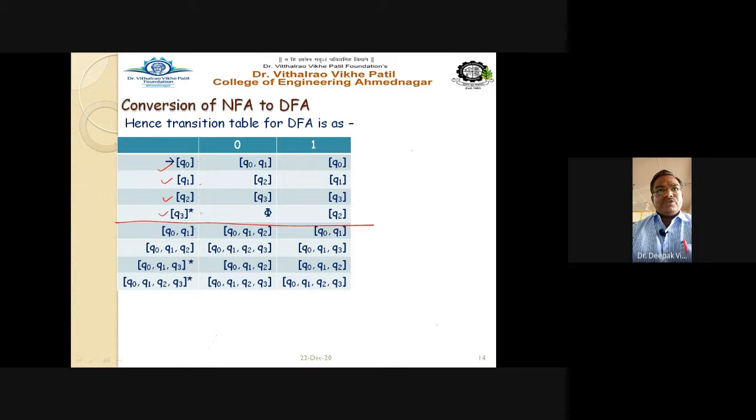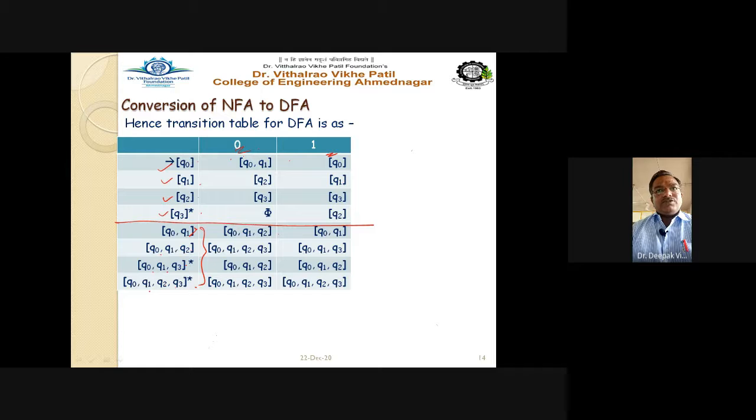We have found here Q0, Q1 on 0; Q0, Q1 on 1; Q0, Q1, Q2 on 0 and 1 input; Q0, Q1, Q3 on 0 and 1 input; and Q0, Q1, Q2, Q3 on 0 and 1 input. These four values mean 4 plus 4, 8 transitions we have found just now. That's why we have written them in the transition table.